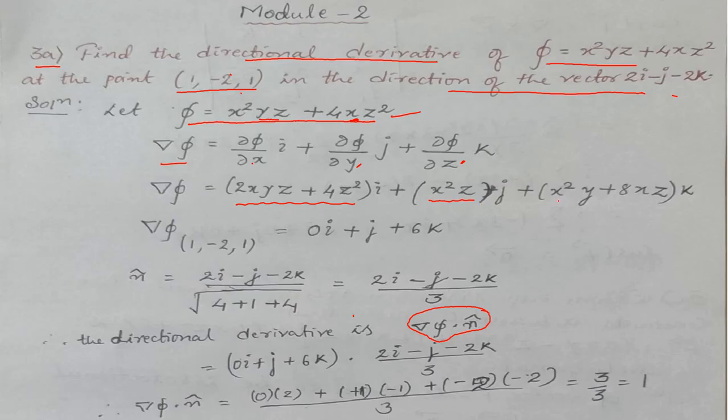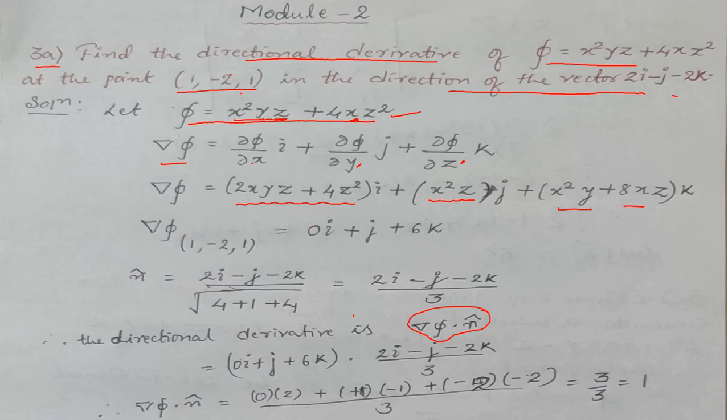Similarly, next consider the partial derivative of phi with respect to z. You should differentiate phi partially with respect to z, treating x, y as constant. Here we have the term z. The derivative of z with respect to z is 1. You are left with x square y. That is what I have written, x square y, plus the derivative of 4xz square. The derivative of z square is 2z. So 2 into 4 is 8xz. That is what I have written.